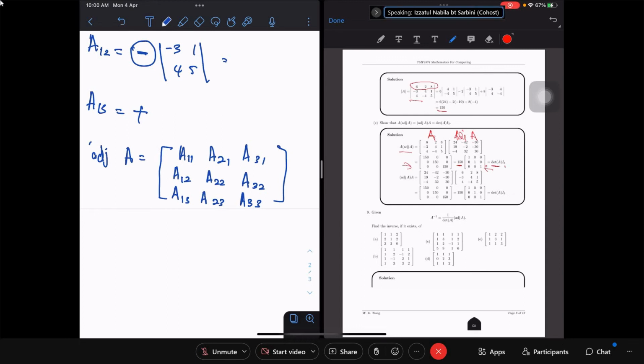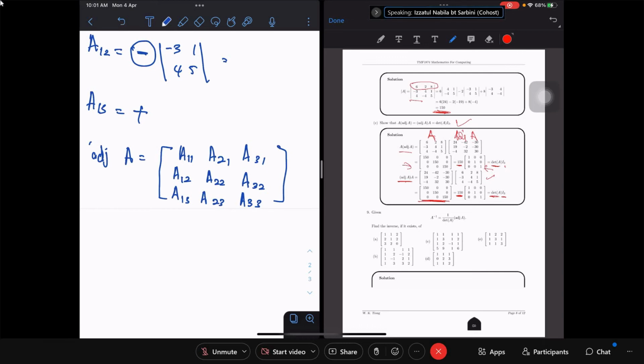Because the determinant you calculated just now is equal to 150. Okay, and then you also need to show adjoint A times A, so you need to do another multiplication. You multiply and see the answer is also similar: 150, 0, 0, 0, 150, 0, 0, 0, 150. So you factorize, and this is the determinant times the identity. So it's the same. It already shows that A times adjoint A and adjoint A times A are similar, equal to determinant A times the identity.